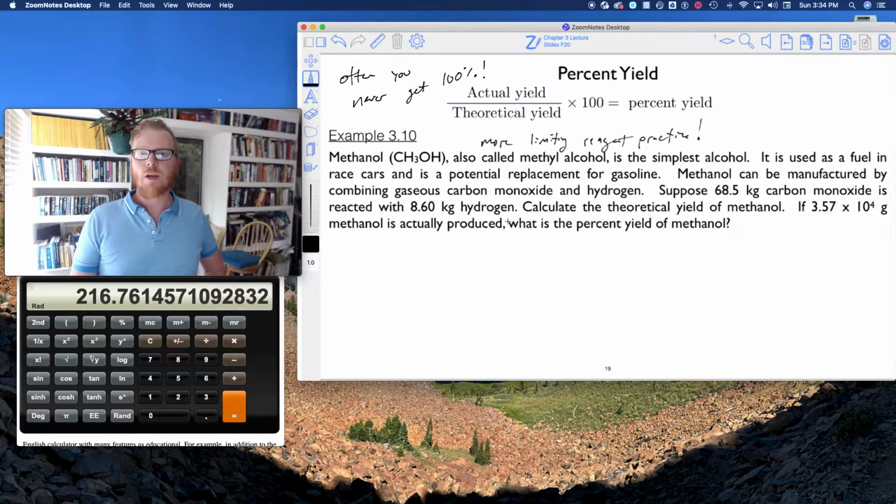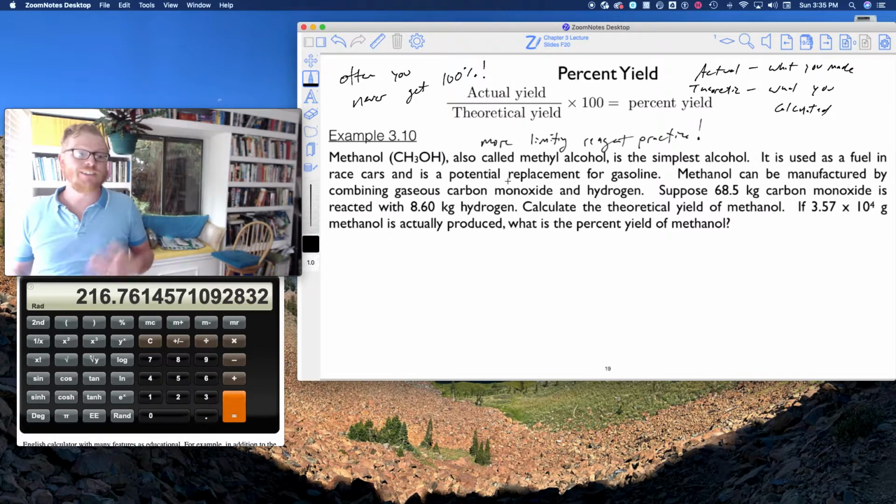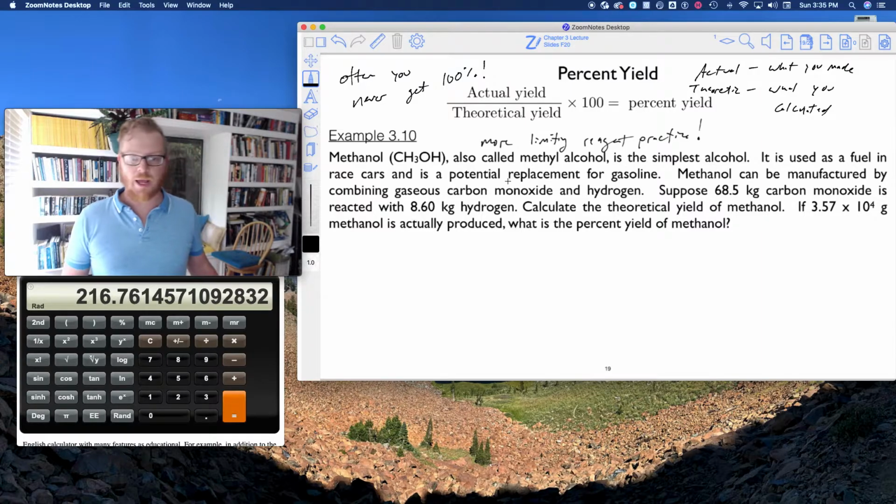Okay? So what is this difference between actual yield and theoretical yield? Well, actual yield is what you made, what actually got made, and the theoretical is what you calculated should be made. What you calculated. So all of this stuff that we've done up to now has only been theoretical yield, okay?